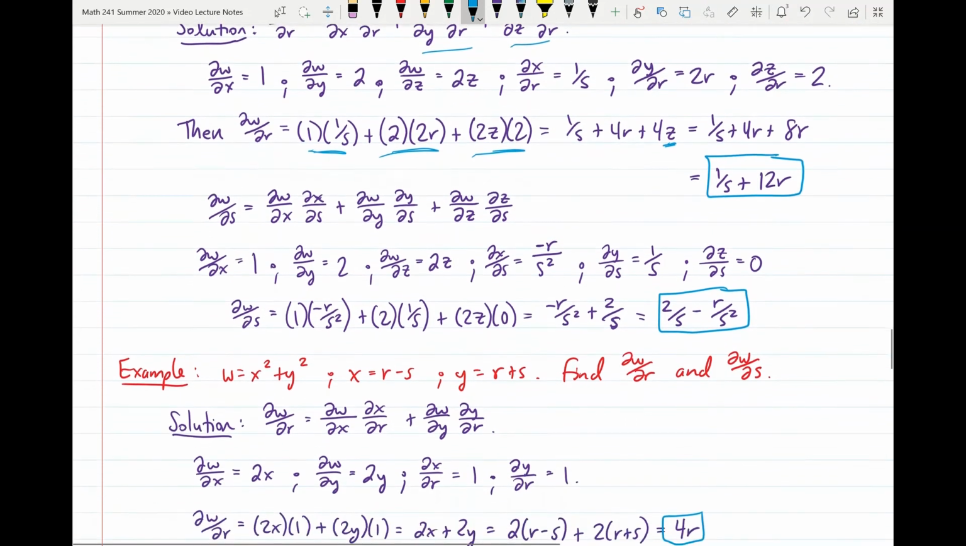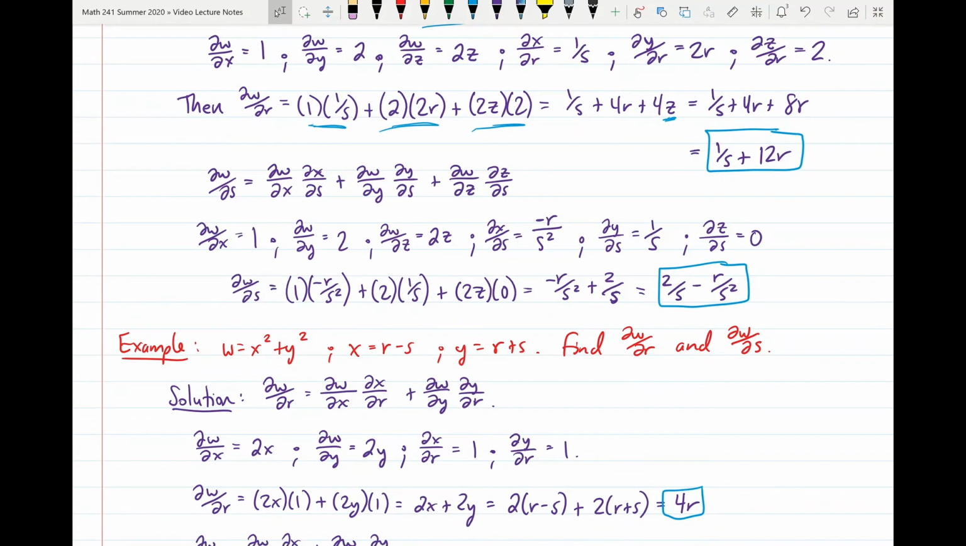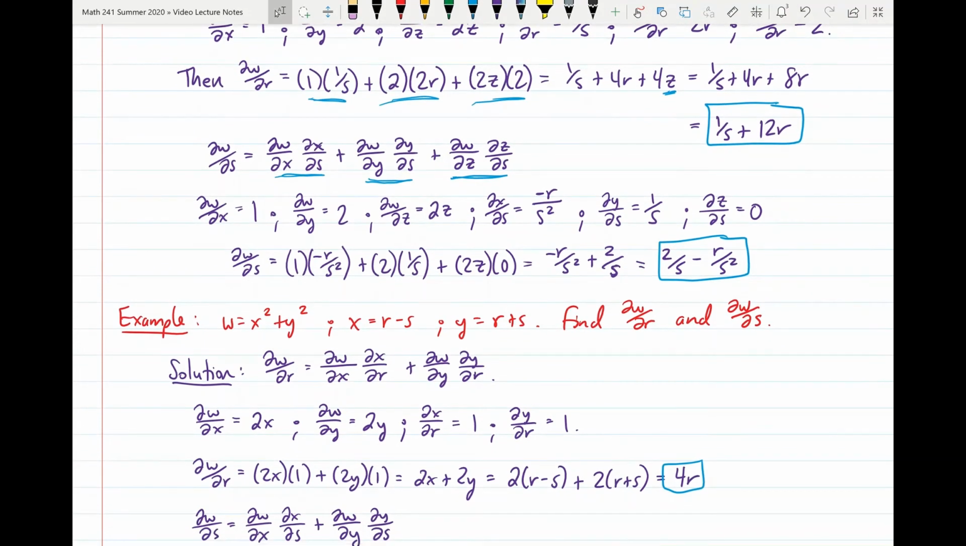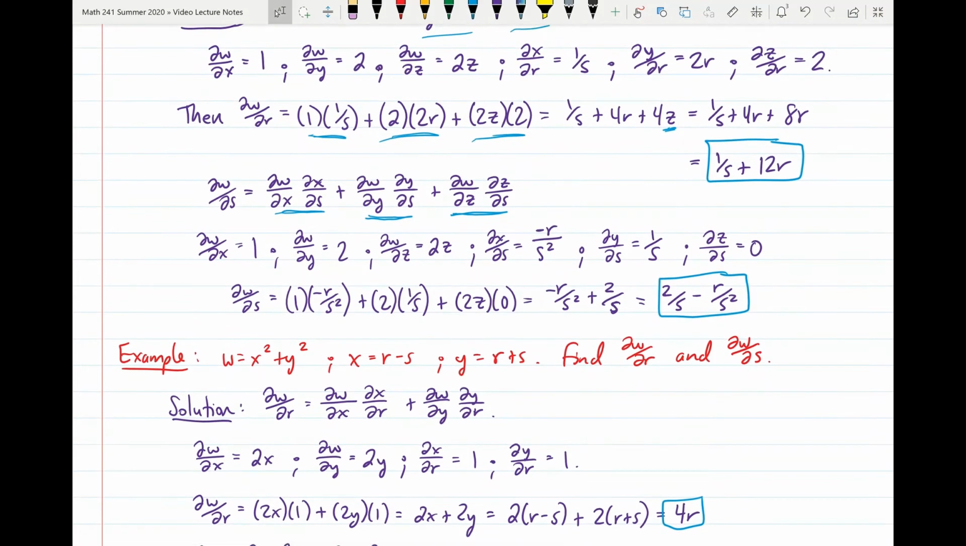And now we can move down to the partial derivative of w with respect to s. And the process is going to be basically identical here. So again, we just use the theorem from above. This is our expression giving us the partial derivative of w with respect to s. And we work on finding values for each of those partial derivatives. We already have partial w with respect to x, y, and z from the part above. So we're really only worried about partial x with respect to s, partial y with respect to s, and partial z with respect to s.